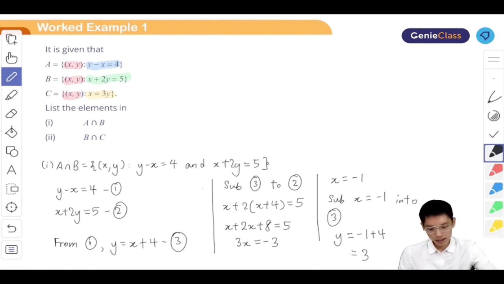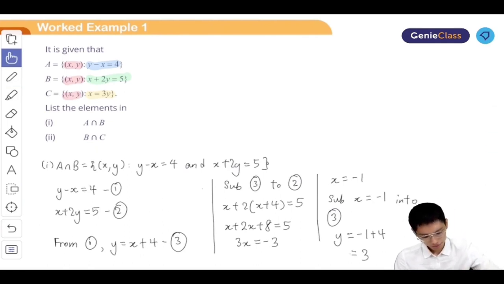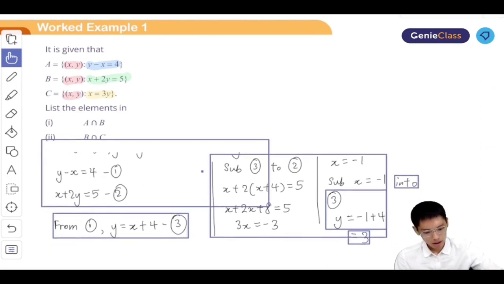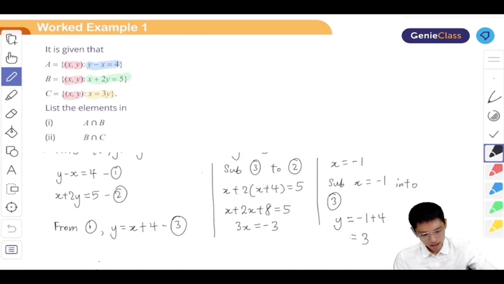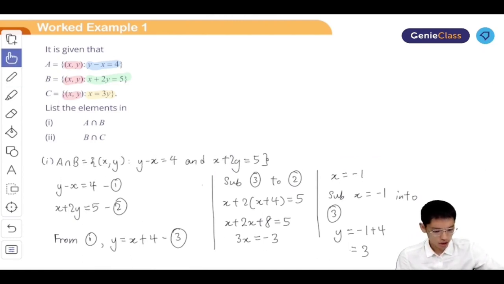So what is my final answer for this? This means that my final answer is going to be my elements, in this case, A intersect B is only going to contain the element where x is minus 1, y is equals to 3. So that's how I represent it. Okay, so I understand there's a little intersection of a problem here, but that's how I represent it as such. Let me just write it down.